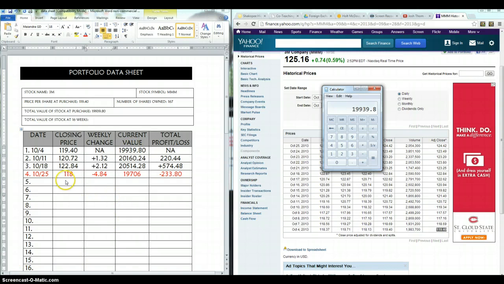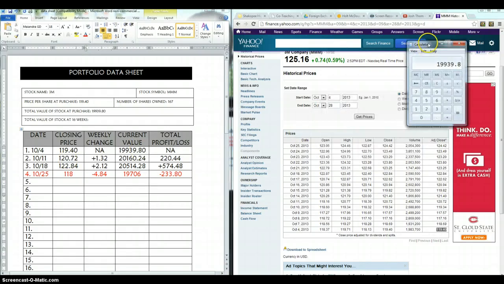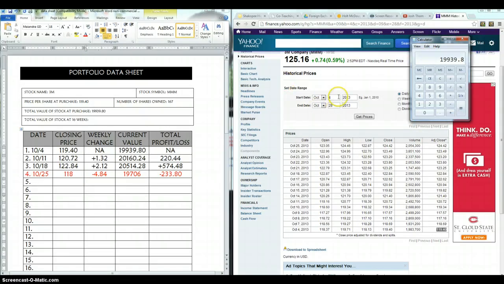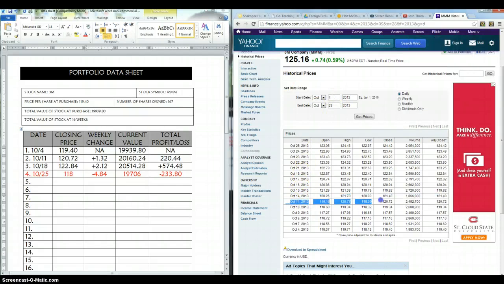Now we're fast forwarding a week, going up to October 11th. That is also a Friday. On that date it closed at 120.72. To find out where that is, you just go back to historical prices, put in your information, go to October 11th, you follow the line straight across, and there you go, you got 120.72 right there. That's what I went ahead and put right there.